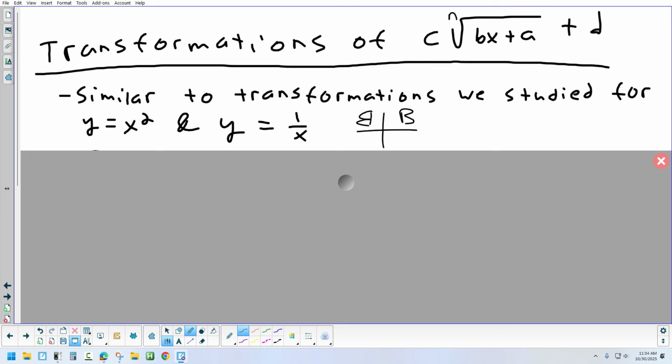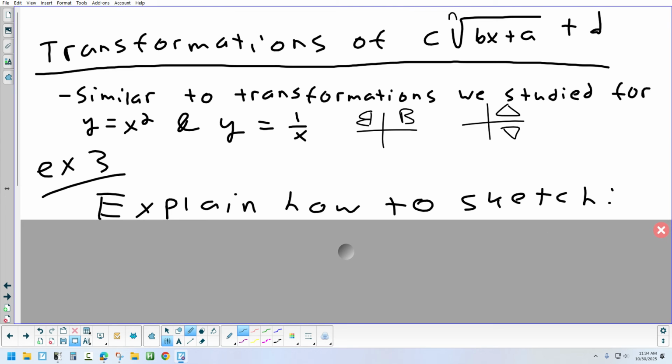What about if C is negative? What would happen there? Yep, reflection over the x-axis. That's a reflection over the x-axis, or you could also say vertical reflection. It would look like that. So there's 6 different things that can happen: 2 shifts, 2 stretches, 2 reflections.